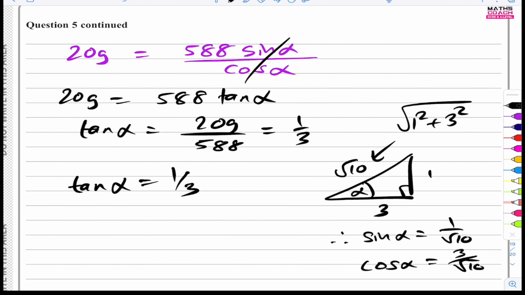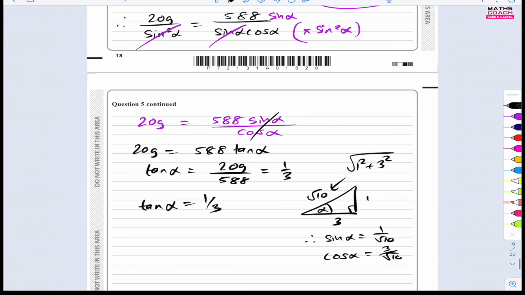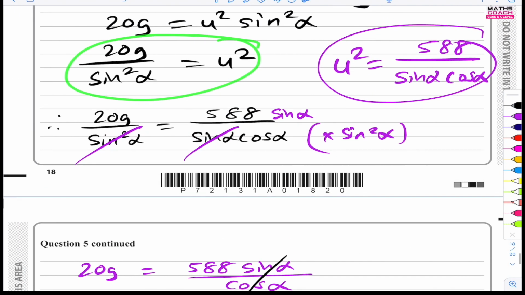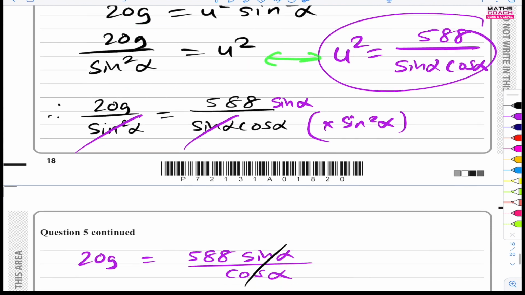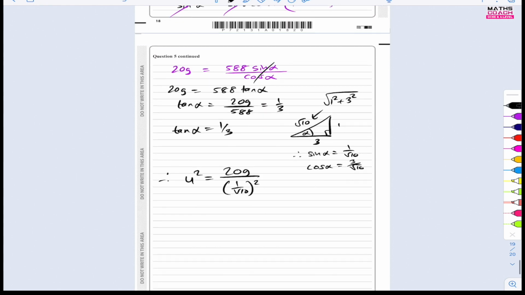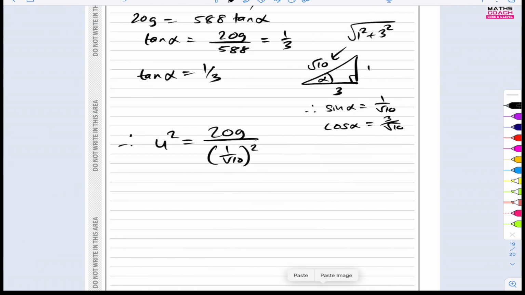Okay, now what is u? We had an expression for u earlier right there. Okay, let's go ahead and use that. We can use either of those, yeah? But we had that nice and simple one earlier. So therefore, u squared is equal to 20g over sine squared alpha, where sine is 1 over root 10. Okay, and then if we square root that whole answer, we get 20g over 1 over root 10 squared. And then that will give us our final answer.